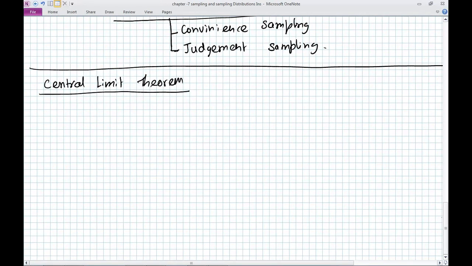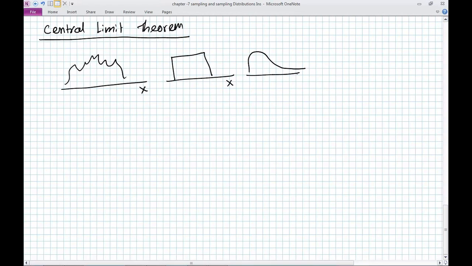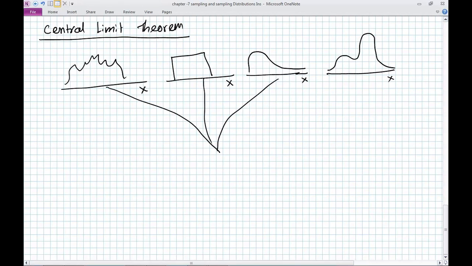Let me give you one example. Let's say there is a variable x and it has some shape, maybe an irregular shape. Another variable, maybe it has a rectangular shape. Another variable may be right skewed. Another variable may be bimodal. So whatever shape it might have, under some condition or the other, all these distributions tend to become a normal distribution.